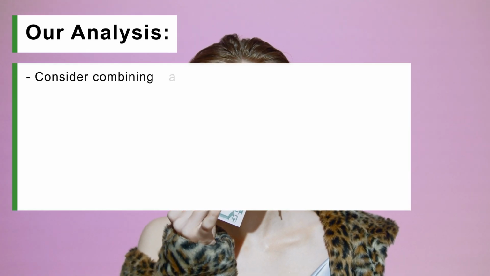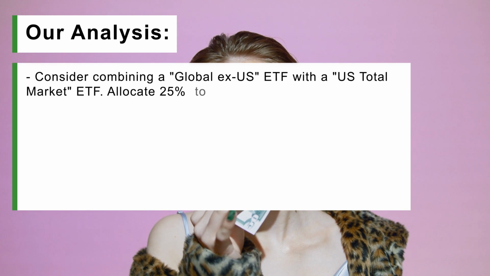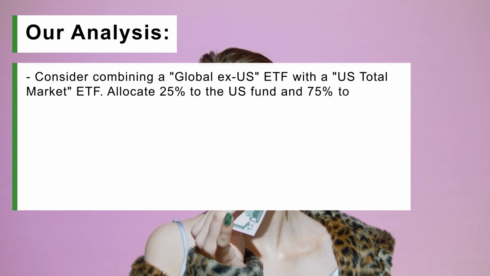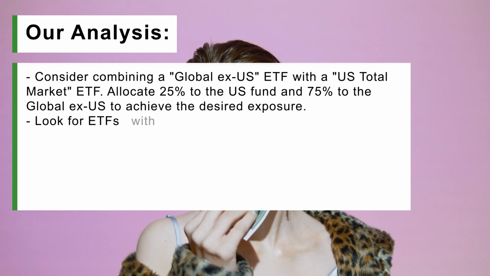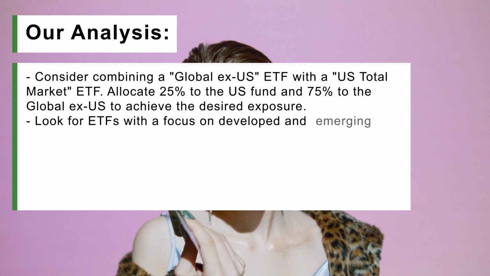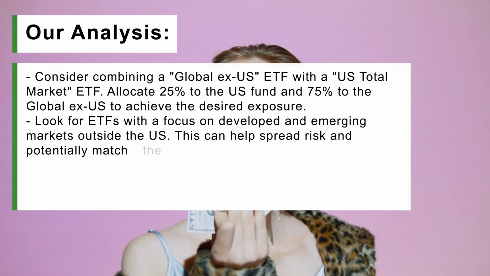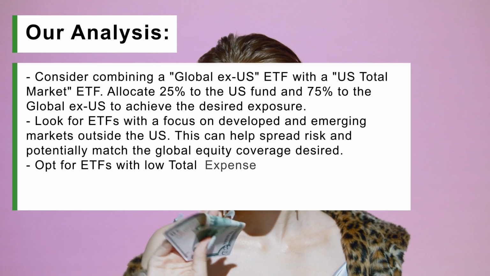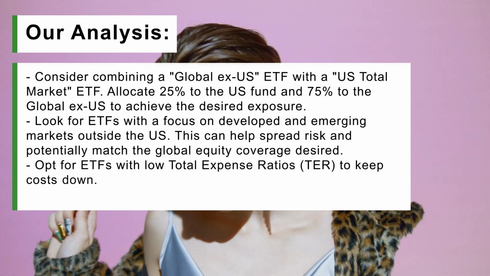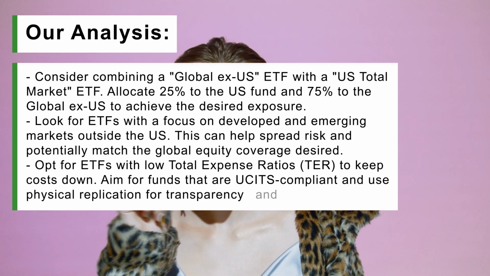All right, now that we've seen what the community had to say, here's our take on this question. One smart approach is to mix a global ex-US ETF with a US total market ETF, splitting your investment with 25% in the US and 75% globally. Seek out ETFs targeting developed and emerging markets outside the US to diversify risk. It's wise to choose ones with low total expense ratios and aim for UCITS compliant funds that use physical replication for clarity and ease.